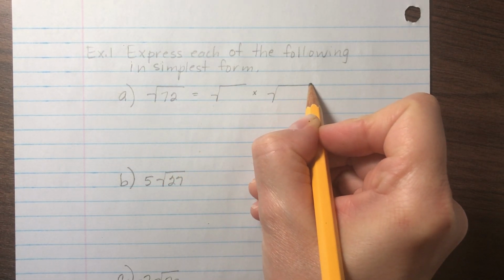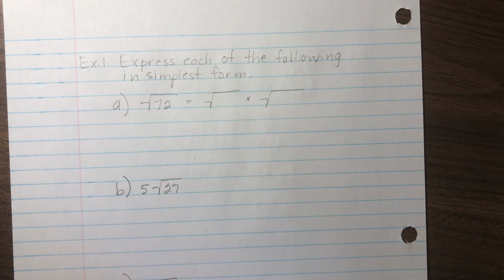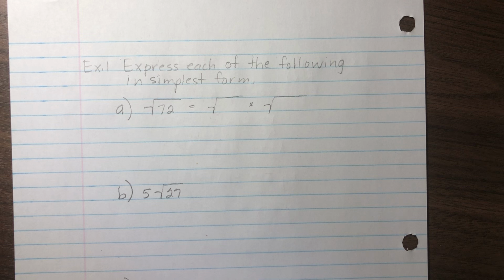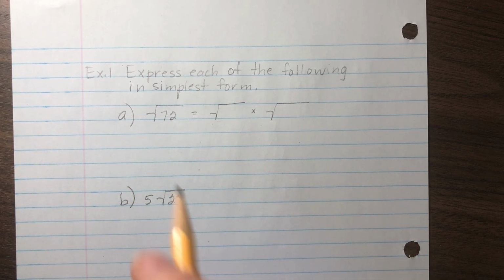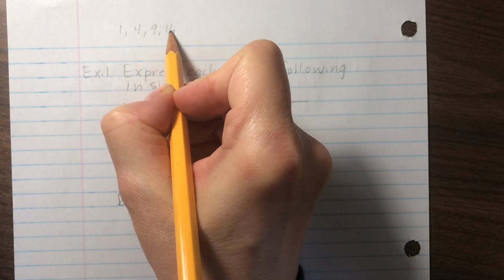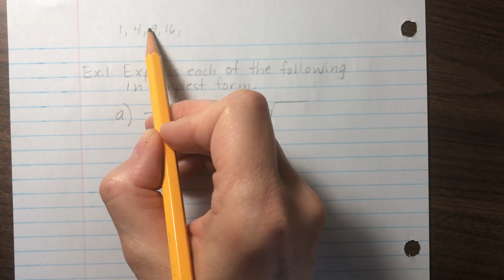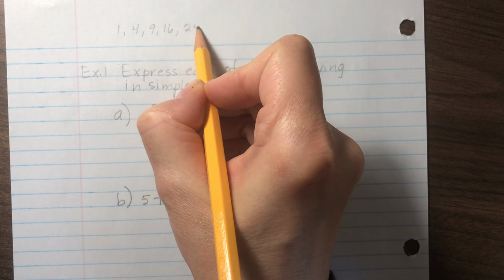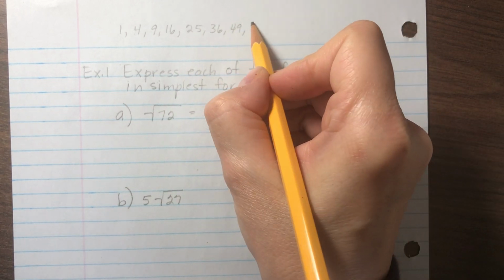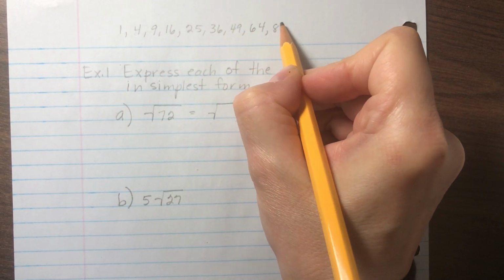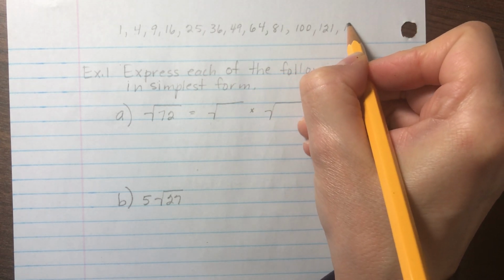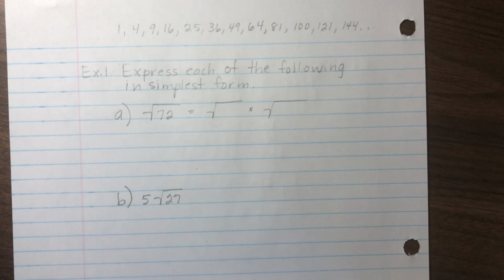So this is kind of what it looks like right now. So you have to think of factors of 72, and one of those factors has to be a perfect square number, the largest one that you can possibly think of. Remember our perfect square numbers? They are 1, 4, 9, 16, right? 1 squared, 2 squared, 3 squared, 4 squared, 25, 36, 49, 64, 81, 100, 121, 144, and so on. These are perfect square numbers.